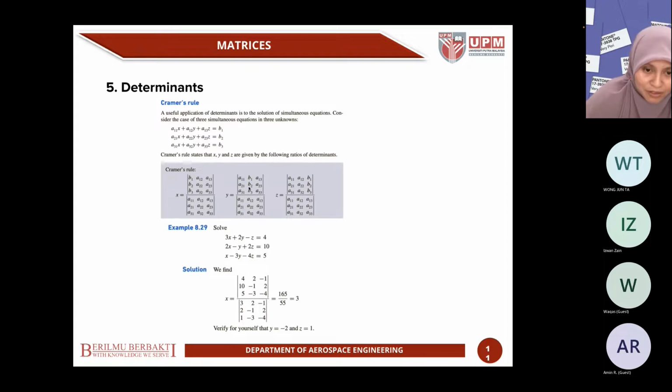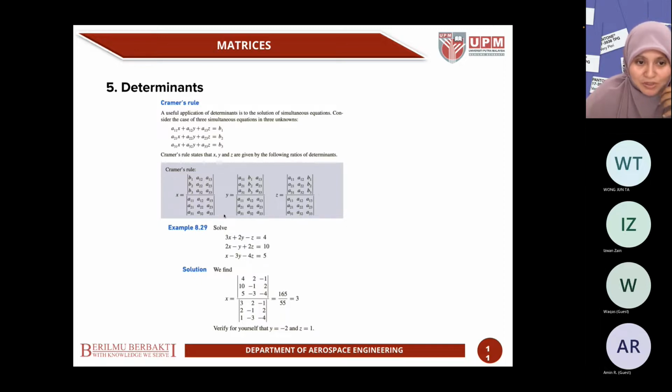The same for Y. Y is in the second column, so you just replace the components A12, A22, A32 with B1, B2, B3. You do the same method to calculate the determinant, so you have to find this determinant and also the determinant below. And the same for Z. Z is the third column, column number 3. So you have A13, A23, A33, and you just replace them with B1, B2, B3. So the same thing.